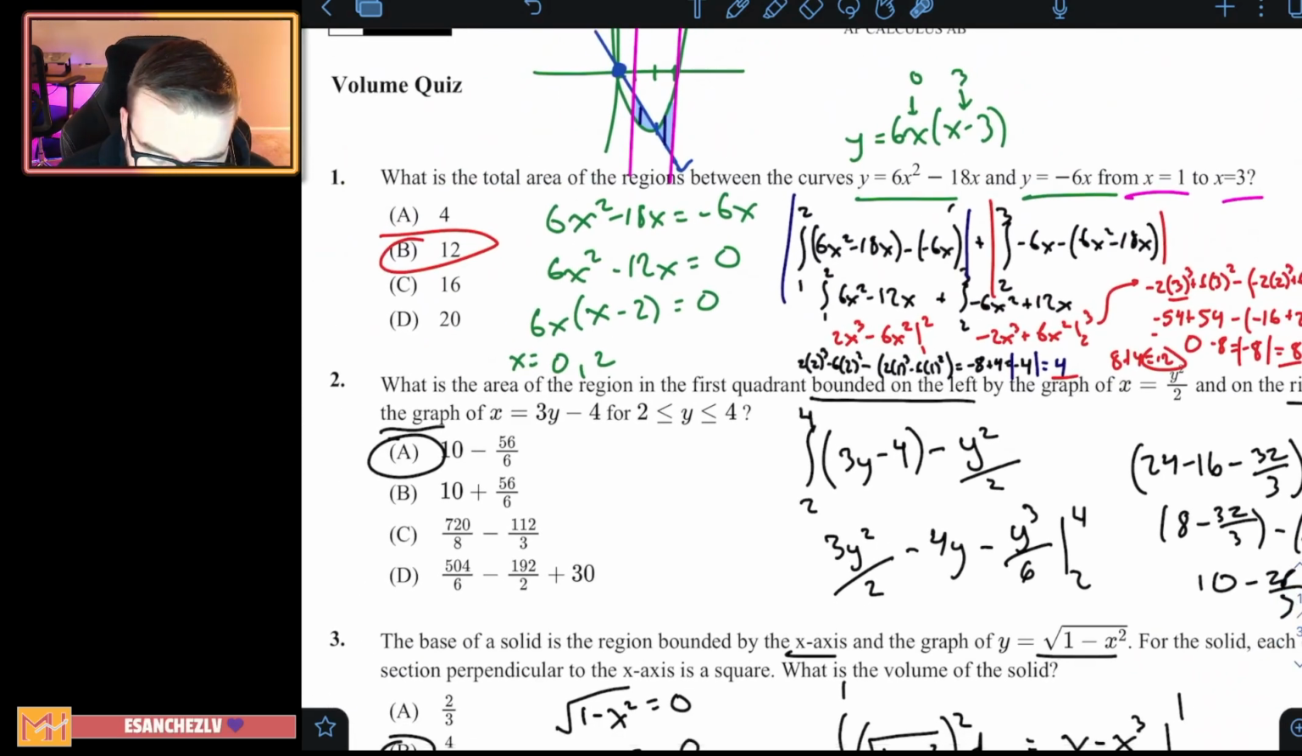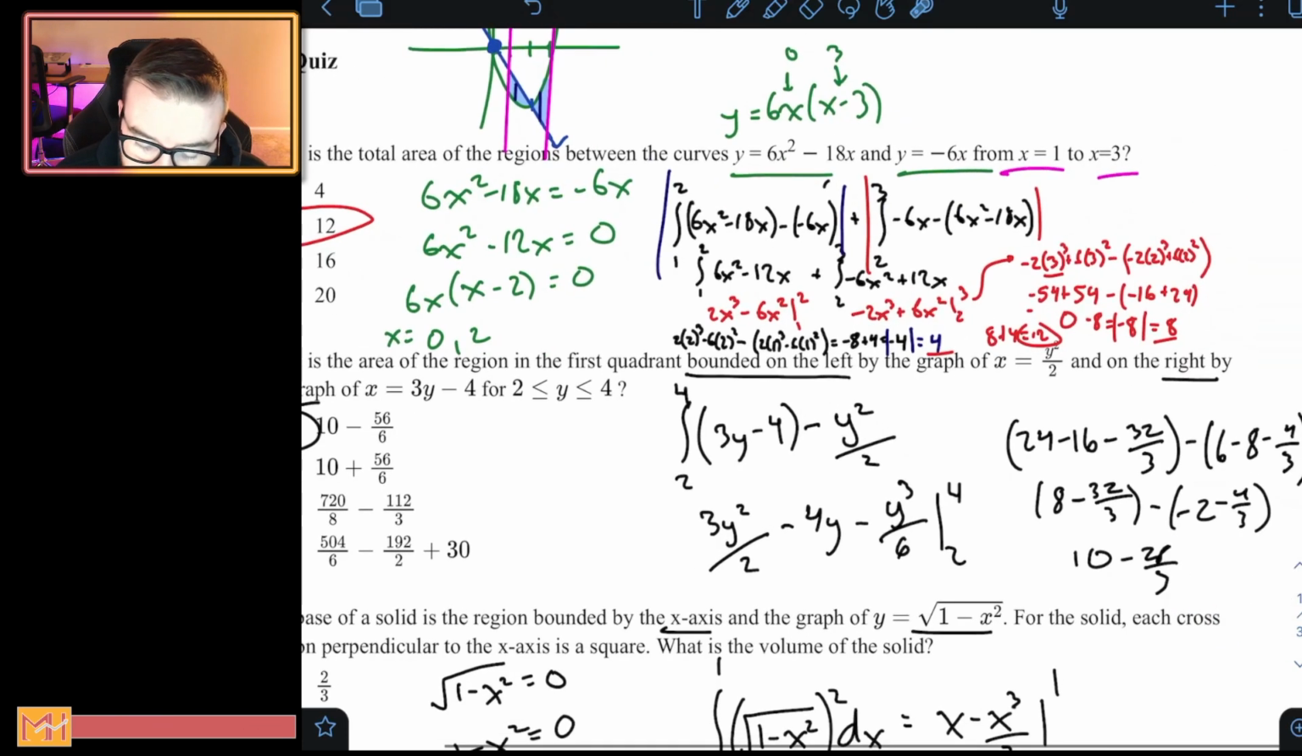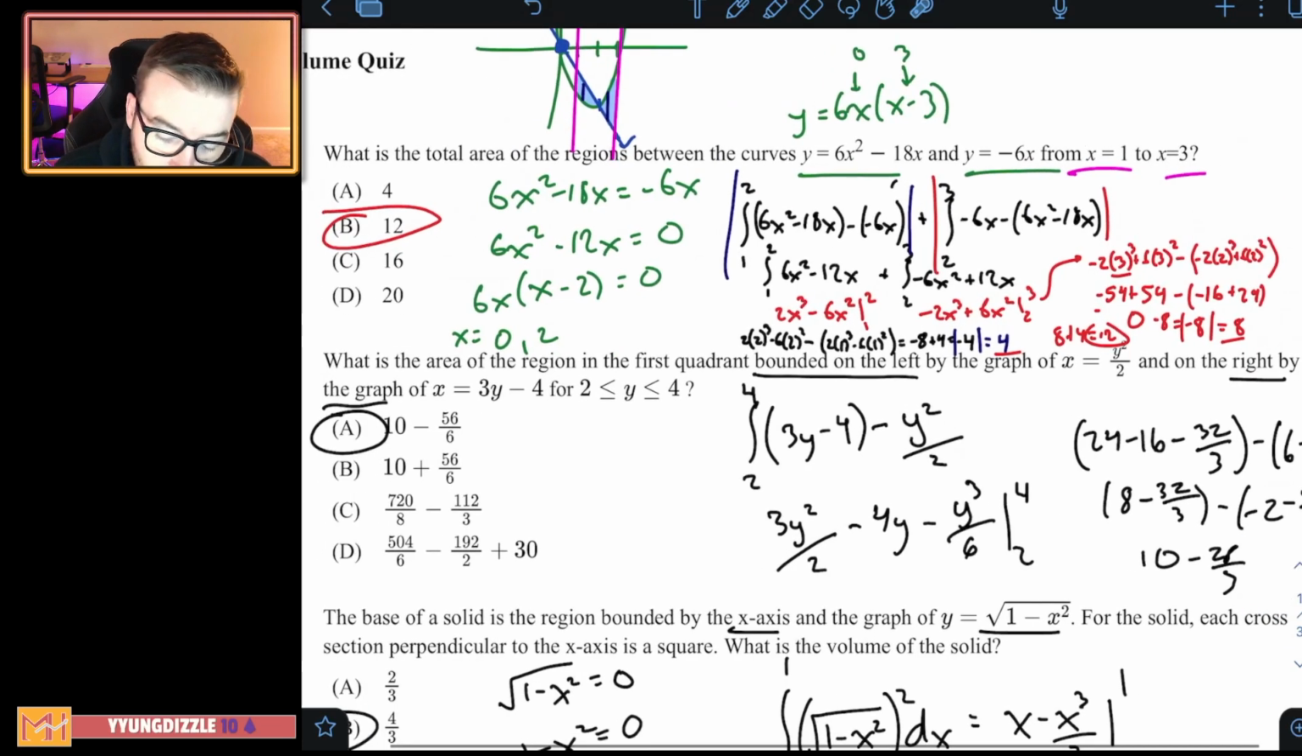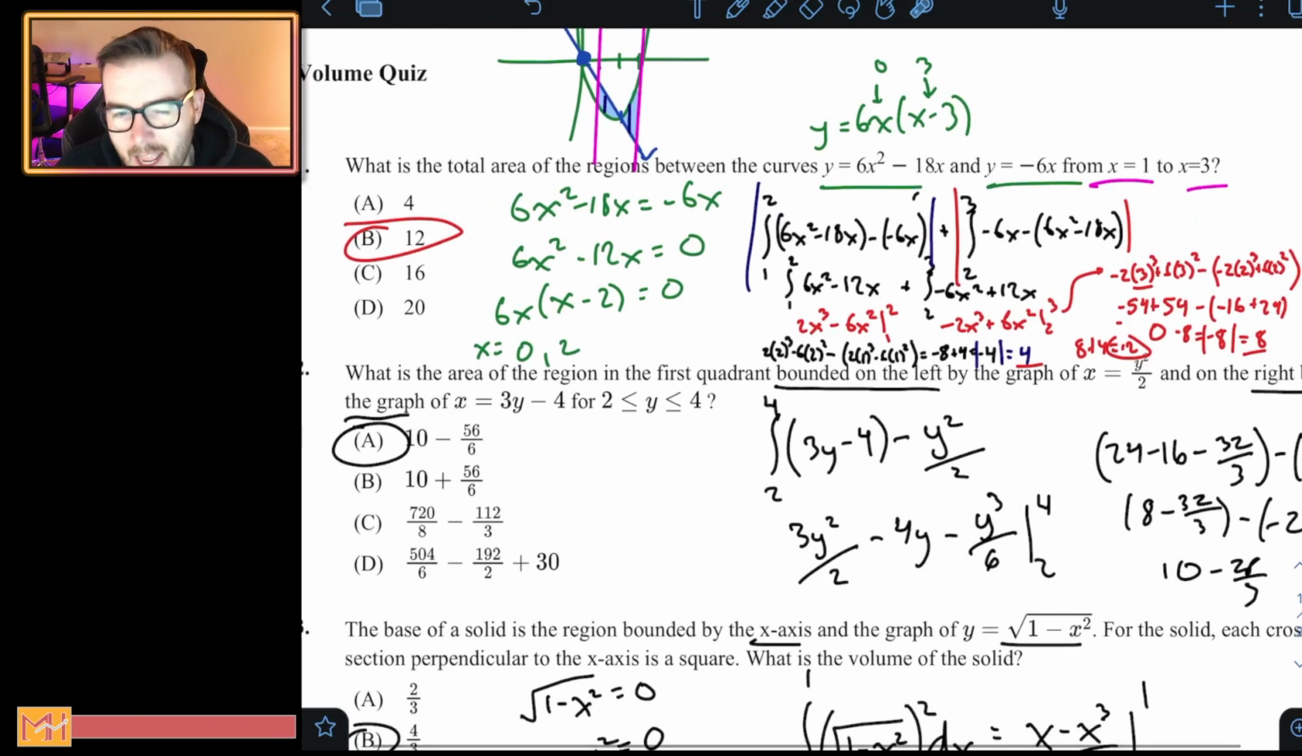What is the area of the region in the first quadrant? That's a nice little detail. First quadrant bounded on the left by the graph of x equals y squared over 2 and bounded on the right by the graph of x equals 3y minus 4. I don't actually know what these graphs look like offhand. I could try to graph them, but they were really helpful by saying left and right.